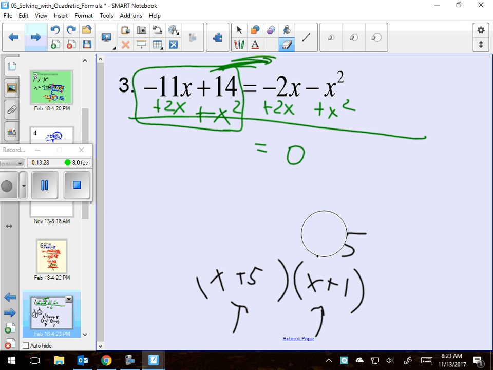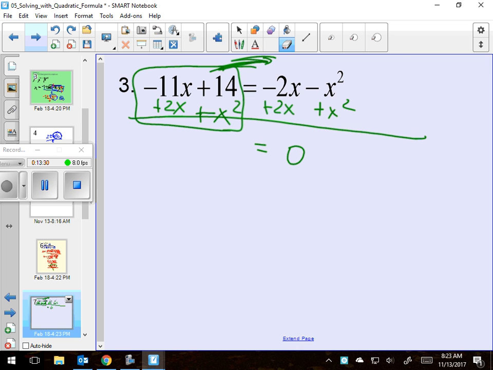You don't have to. This lesson's about solving, not about factoring. But I'm just trying to give you that added help that this helps you factor things when you can't figure out what the factors are.